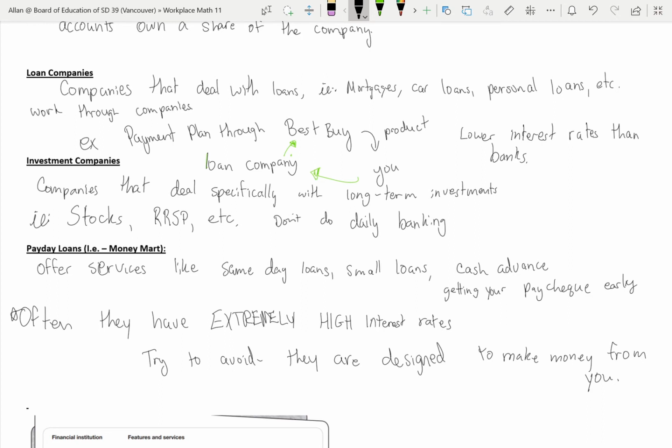So when I say extremely high interest rates, we are talking many, many times higher than what you could earn from your savings account, and also many, many times what you would even pay for a credit card. So really try to avoid these if at all possible. I don't recommend them.